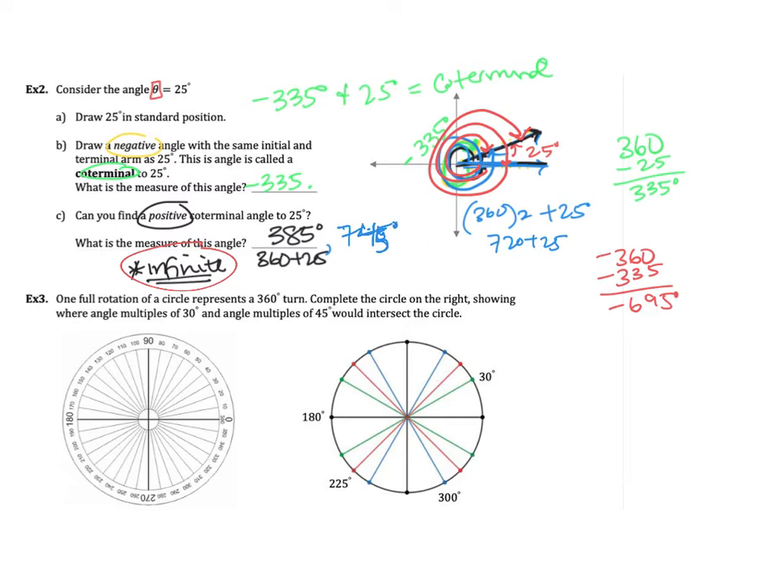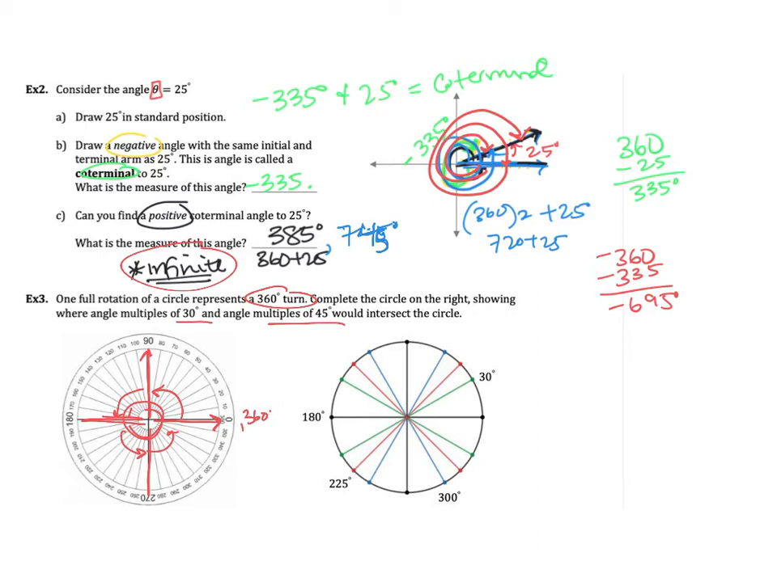All right, let's look at this last statement on this page. It says one full rotation of a circle represents 360-degree turn. So we've talked about that in geometry. Complete the circle on the right, showing where angle multiples of 30 and angle multiples of 45 would intersect the circle. So we can look over here on the right-hand side and see what's going on. We start at 0 degrees. If we rotate to here, that's 90 degrees. If we continue to rotate, that's 180, then it's 270, and then we go back and end at 360.